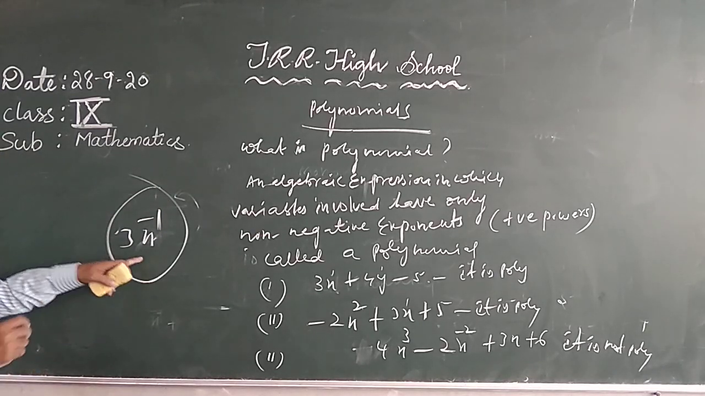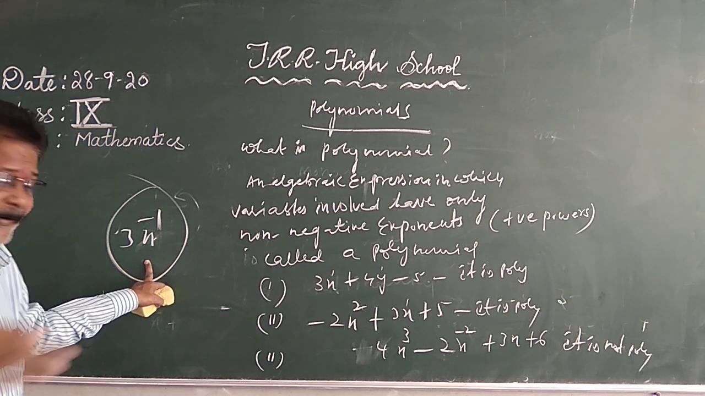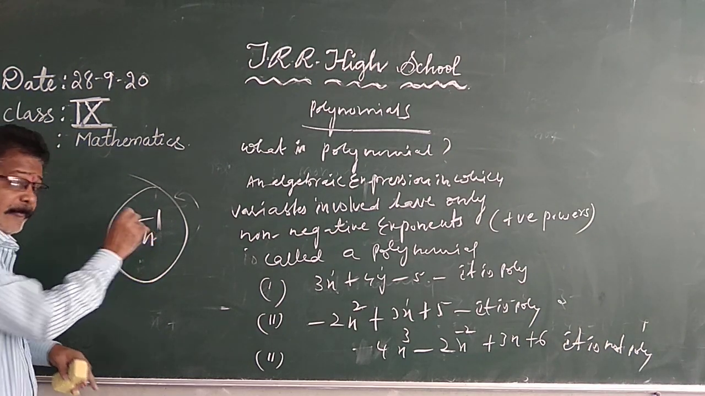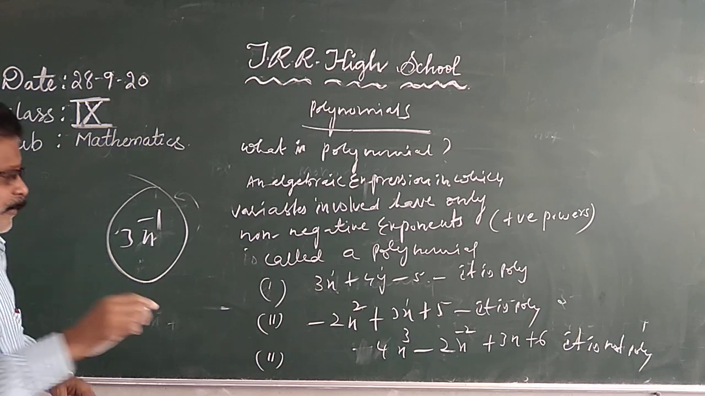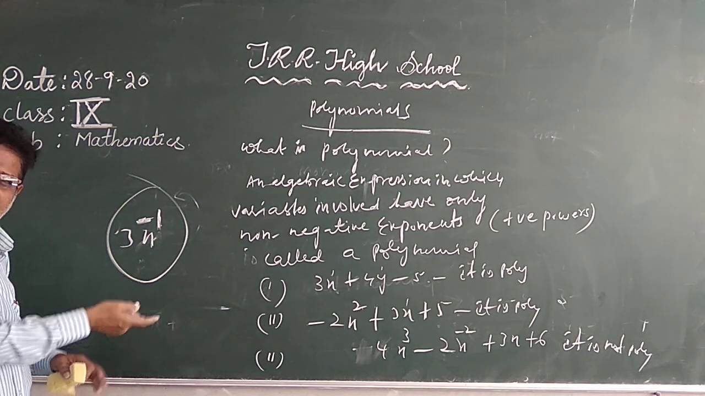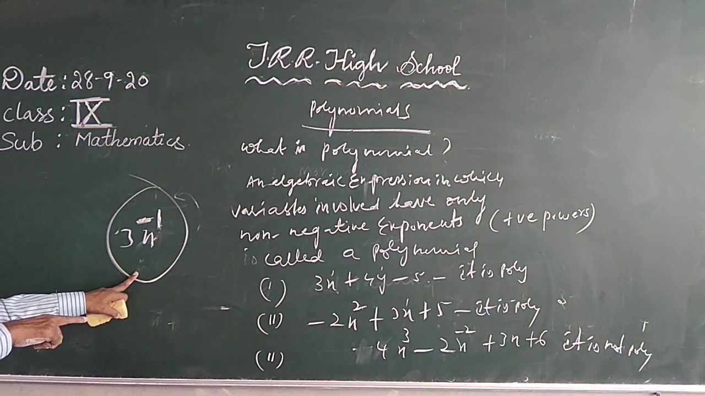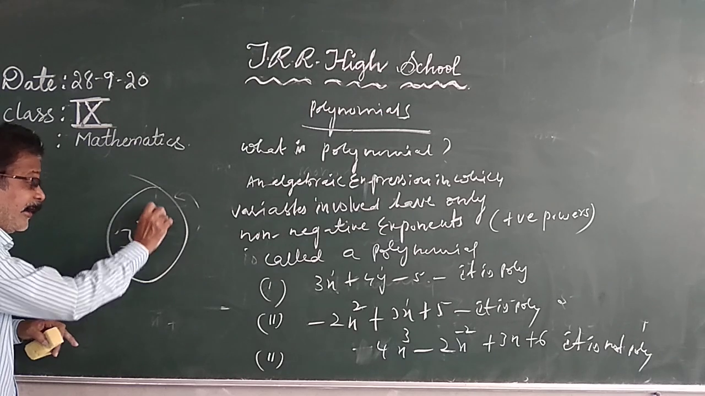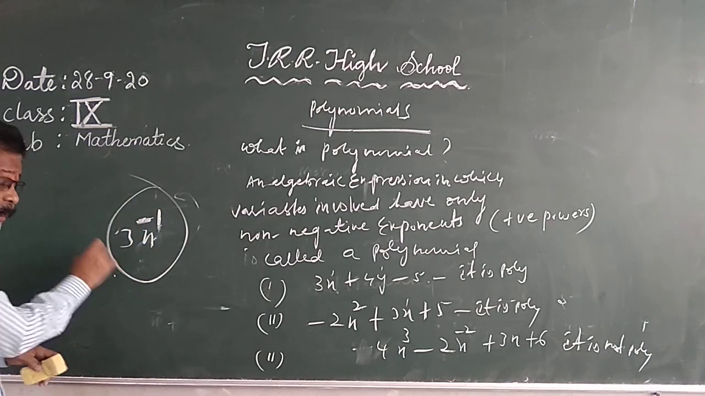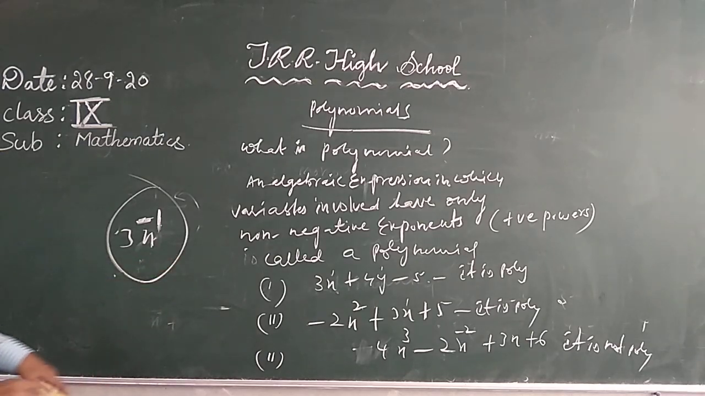Why? It is a monomial: an algebraic expression having a single term is called a monomial. But it is not a polynomial. Why? A polynomial should have the positive power. It is having 3x to the power minus 1. The x power is negative here. Though it is a monomial, it is not a polynomial, because it has the negative power. Means every monomial need not become a polynomial.